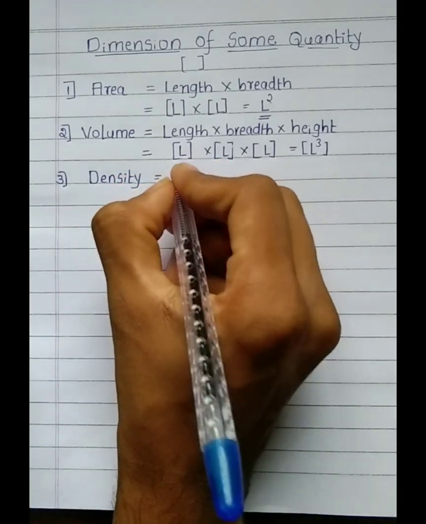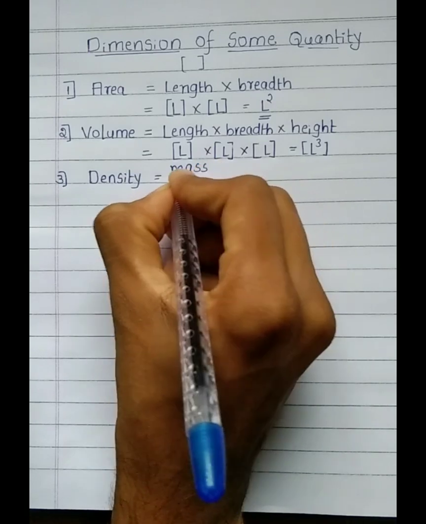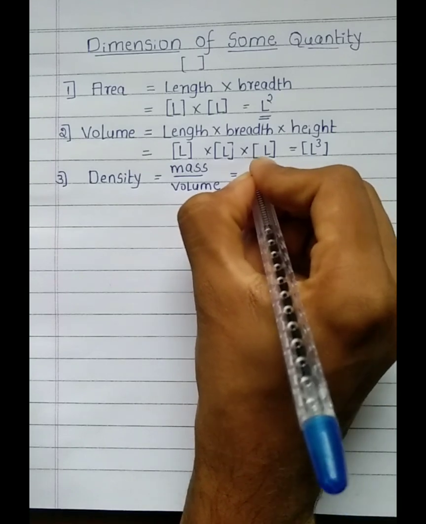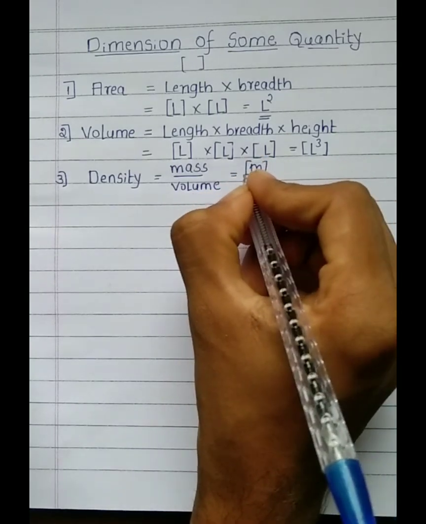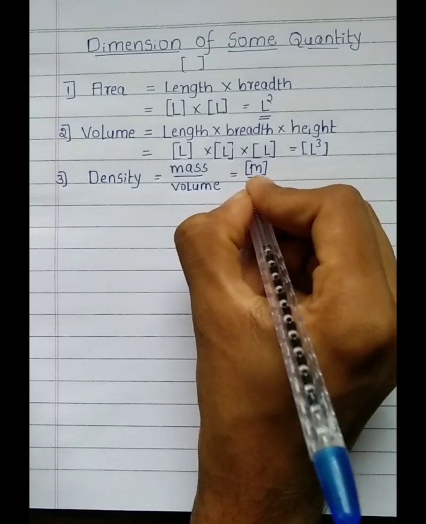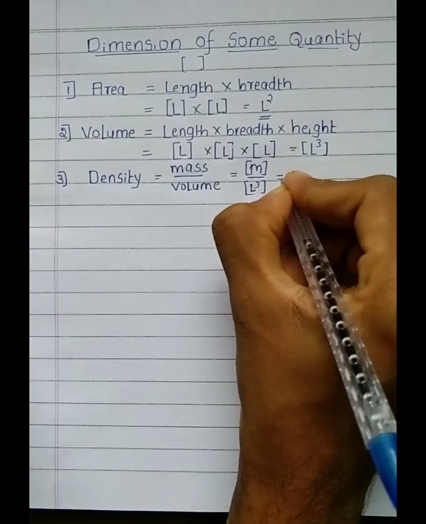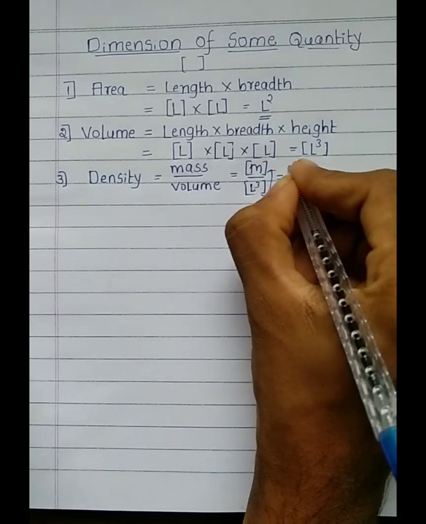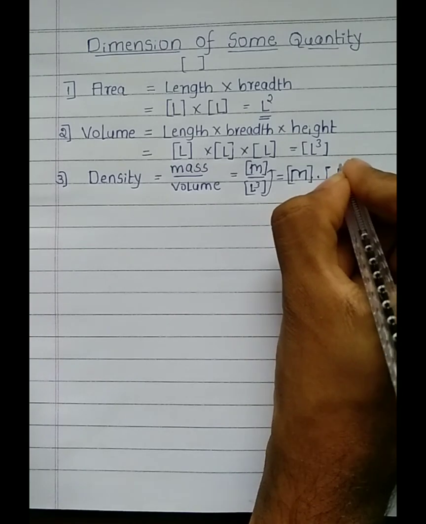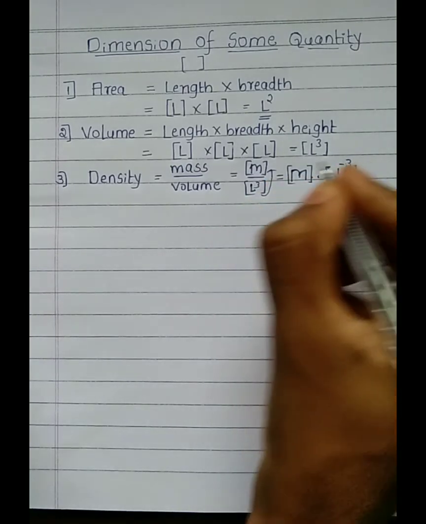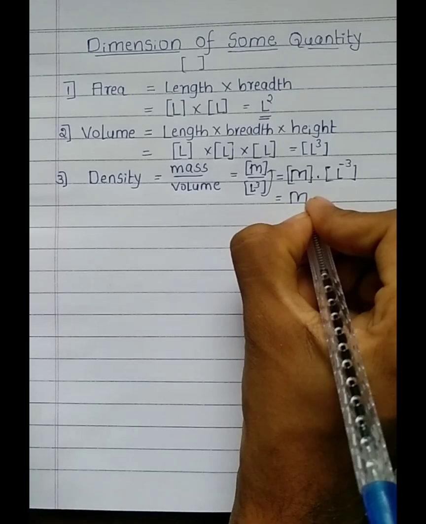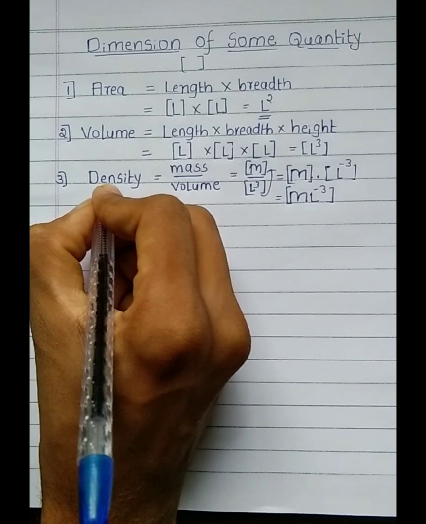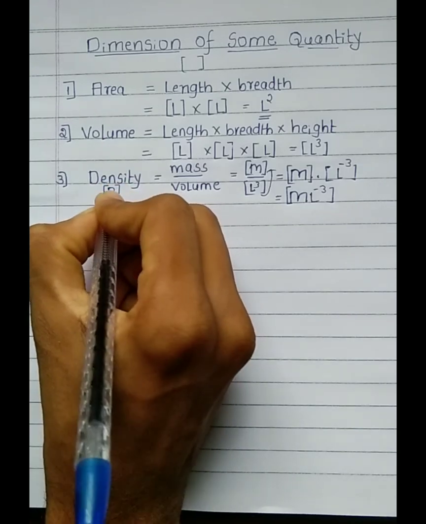Next, density. Density is mass by volume. Mass is M. Volume we already saw in the second one: volume is equal to L cube. So you write L cube. Since L cube is in the denominator, it goes to the negative sign, so L power minus 3. So finally, density is M L power minus 3.